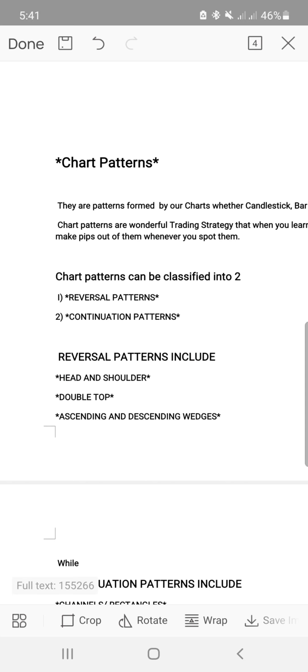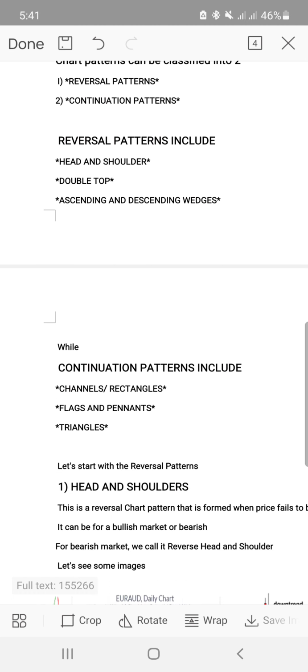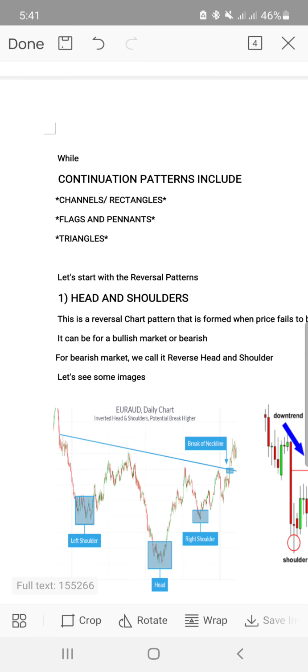So for reversal patterns, we have the main types. We have the head and shoulder reversal pattern, we have the double tops, right, we have the double bottoms, right, then we have the ascending and descending wedges, right. Then under the continuation patterns, we have channels or rectangles, we have flags and pennants, we have triangles, right? So we are going to be starting with the reversal chart patterns, and the first one we're going to be starting with is the head and shoulder pattern.